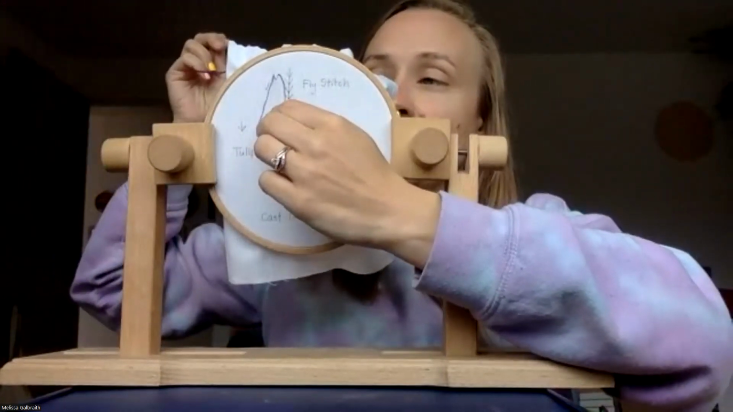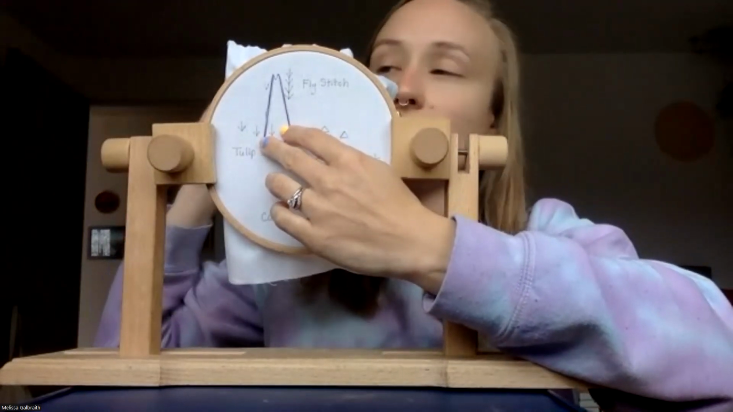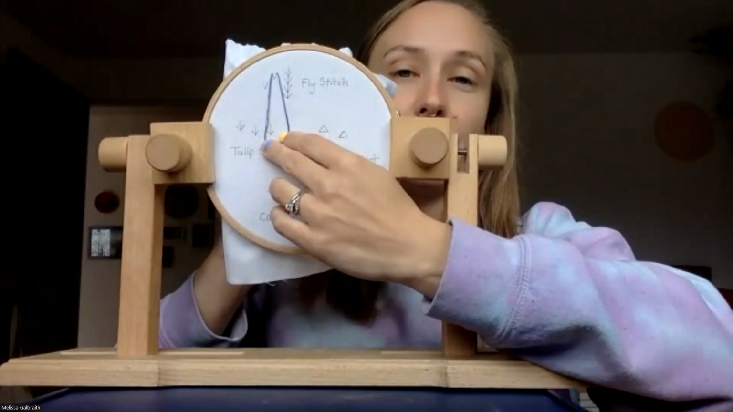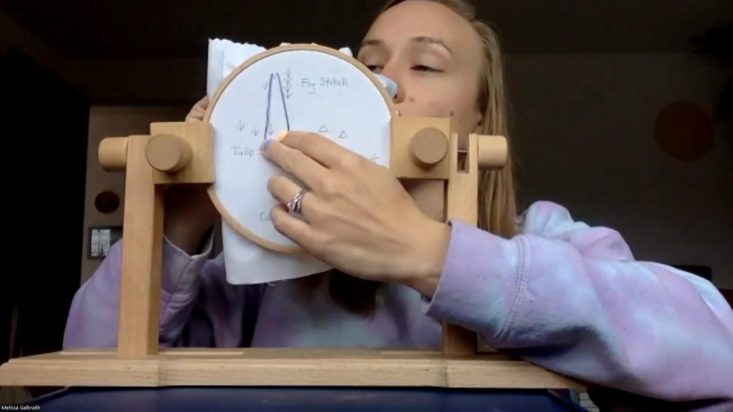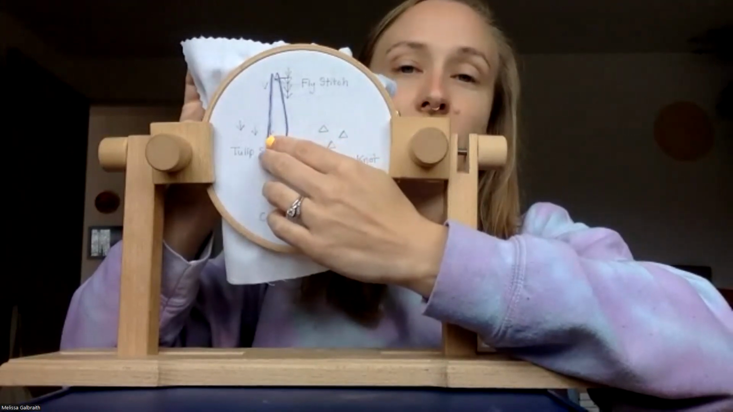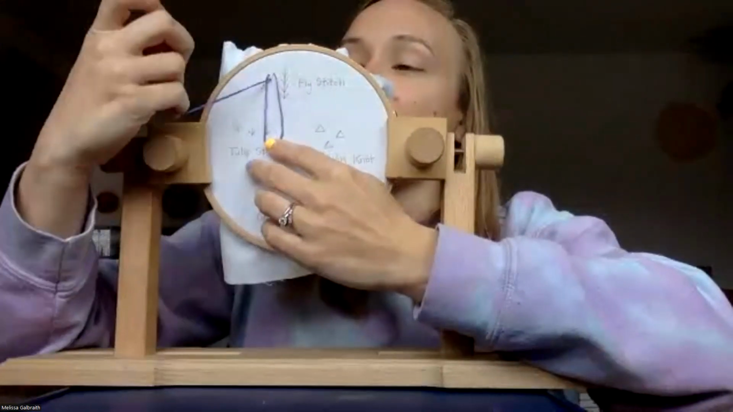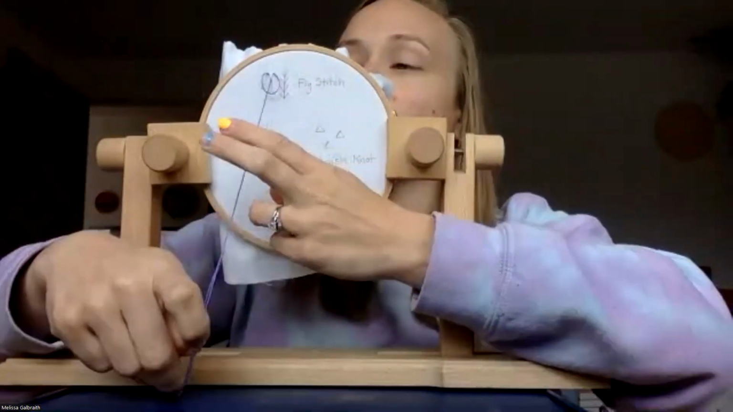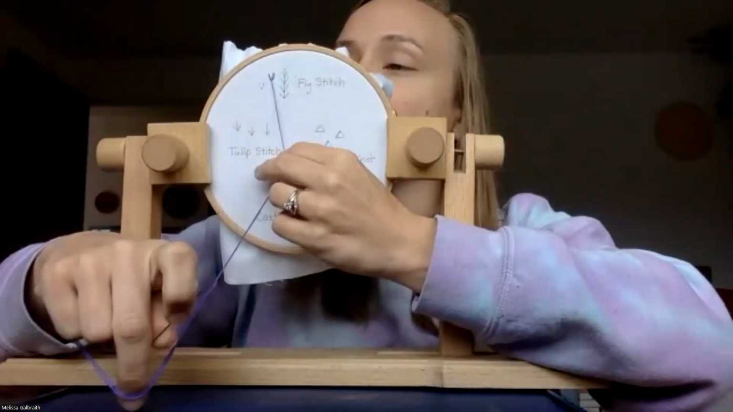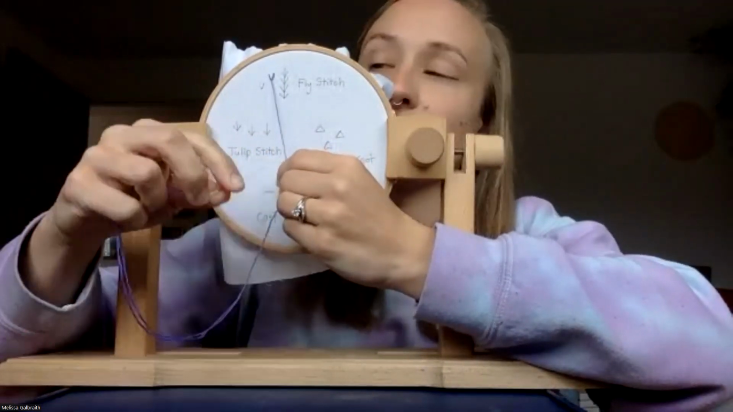And we're going to gently tug our thread so we have a nice open loop on the front of our fabric. Then we're going to bring our needle up inside that loop, right at the bottom point of our V, and gently tug towards the bottom point until our loop becomes a V on the front of our fabric.